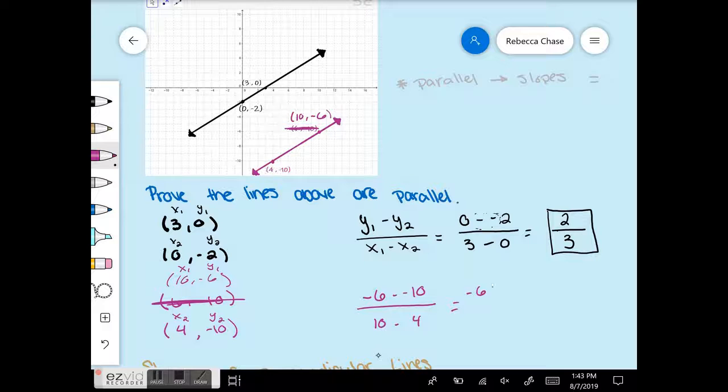All right, I'm going to write this one out just because it's a little more complicated than the other one, since the other one had a 0. So negative 6 plus 10 over 10 minus 4, which is 6. Negative 6 plus 10 is going to give me positive 4 over 6.